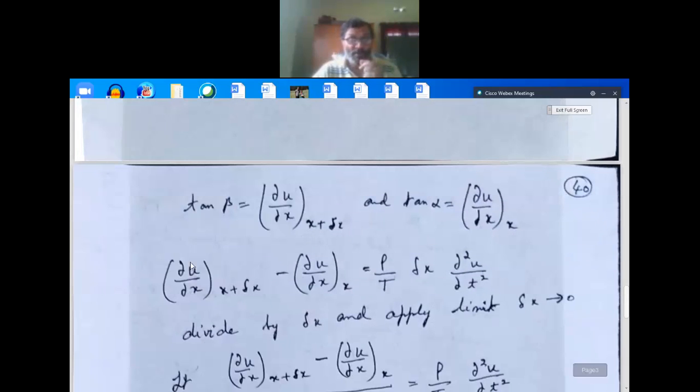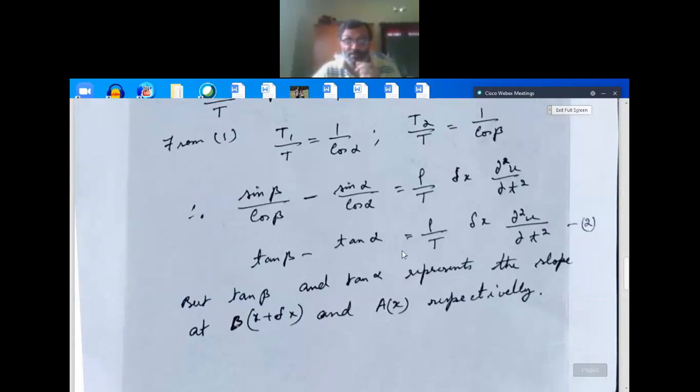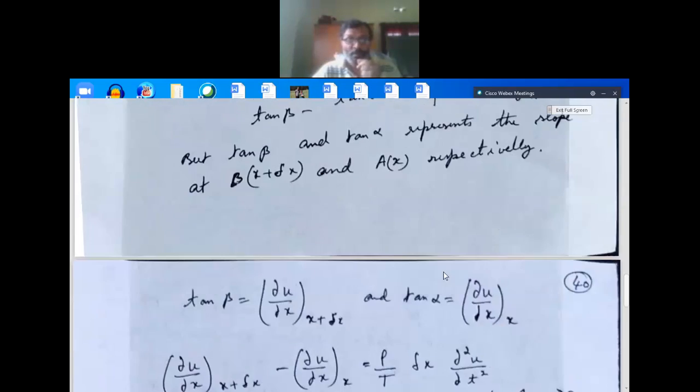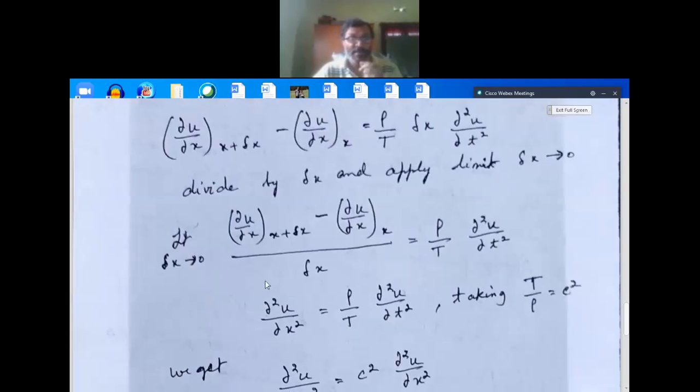So dou u by dou x at x plus delta x minus dou u by dou x at x is equal to this, because it is slope: one time differentiation with respect to x. Acceleration: two times differentiation with respect to t. Once you arrive at this, divide both sides by delta x and apply limit delta x tends to 0. When you divide by delta x, on the right hand side delta x gets cancelled. Here it will be dou u by dou x at x plus delta x minus dou u by dou x at the point x. I explained why.